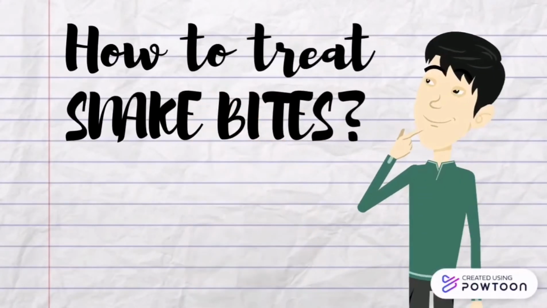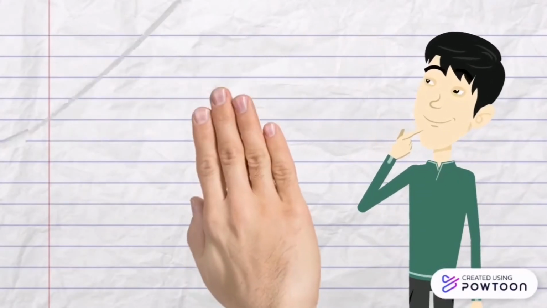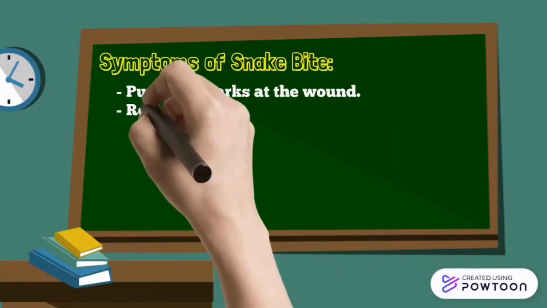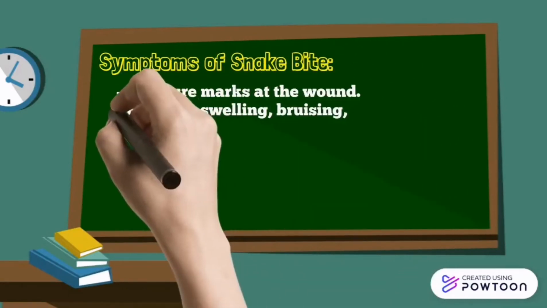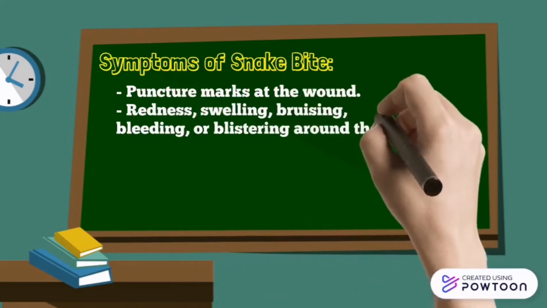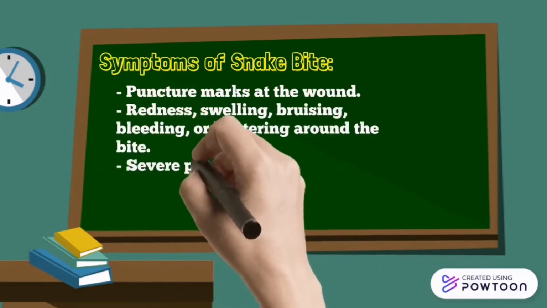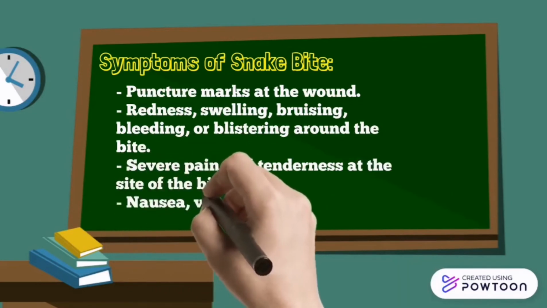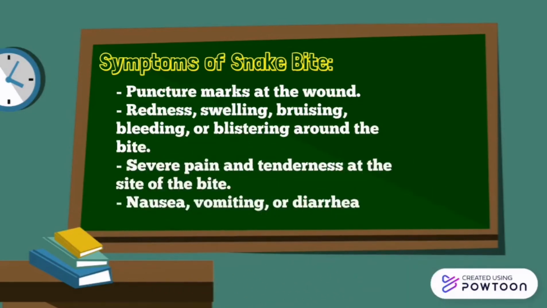How to treat snake bites. These are the symptoms of snake bites: puncture mark at the wound, redness, swelling, bruising, bleeding or blistering around the bite, severe pain and tenderness at the site of the bite, nausea, vomiting, or diarrhea.